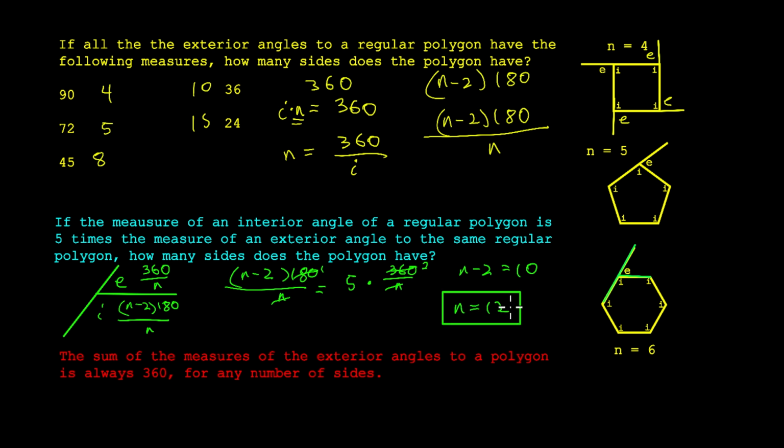Now to check, we will plug back in. Plugging back in 12 here, 360 over 12 equals 30 degrees. And plugging back in here, we get an interior angle measure of 150. So then we have our check. N is 12. The exterior angle measures 30, and the interior angle measures 150, which is 5 times 30.